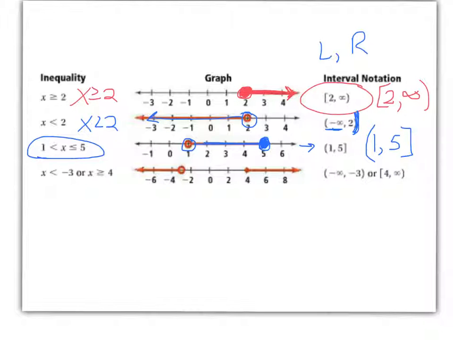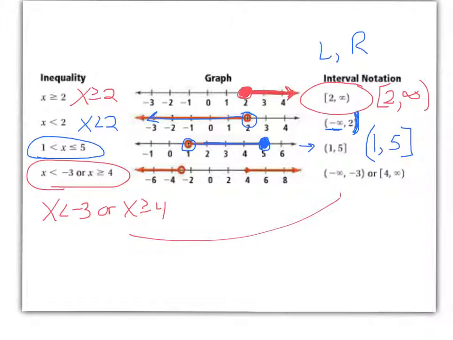And then this fourth one here would be an OR inequality, so we have x is less than -3, or x is greater than or equal to 4. If you have two inequalities, you're going to need two separate interval notations. So for the first one, x is less than -3. Open circle at -3, and you're shading out to the left. So the left boundary is -infinity, and the right boundary is -3.